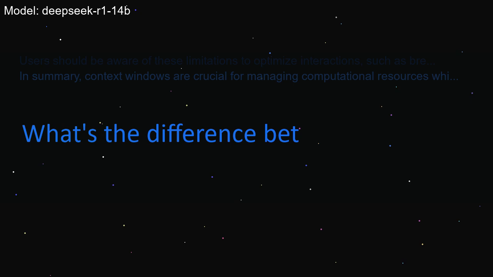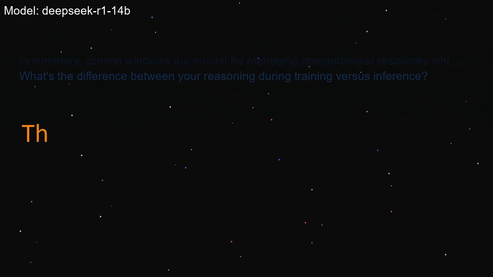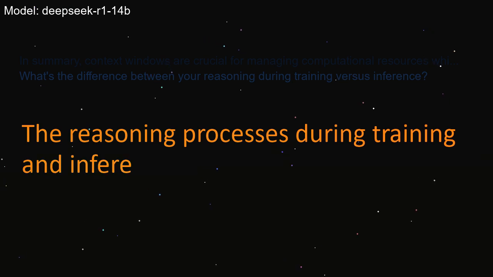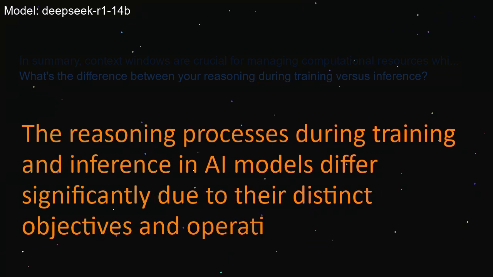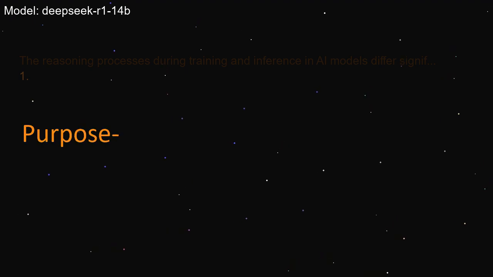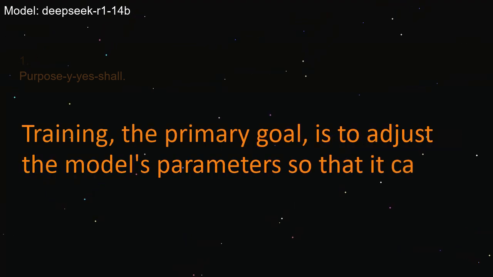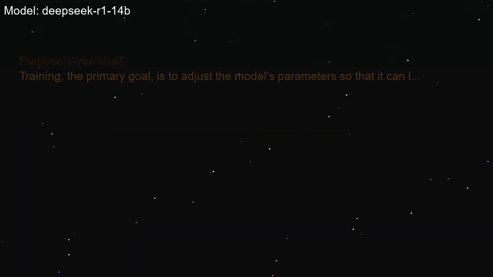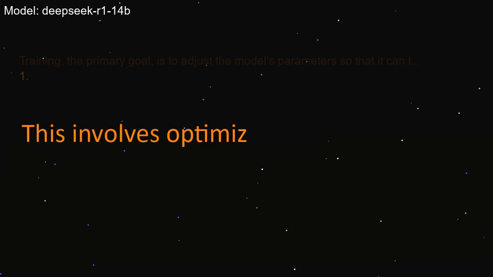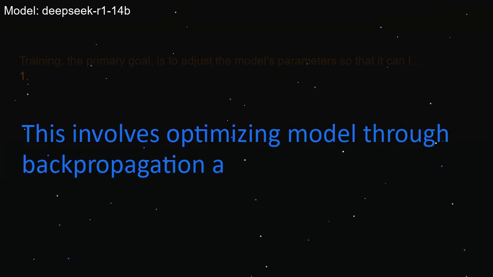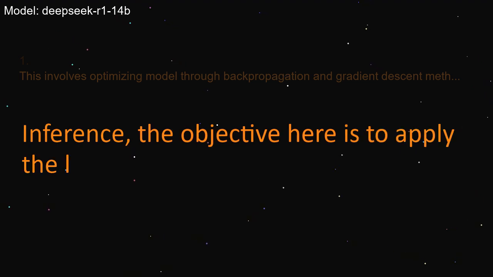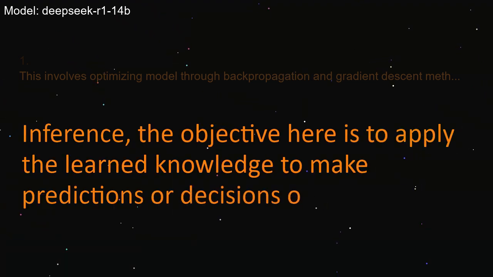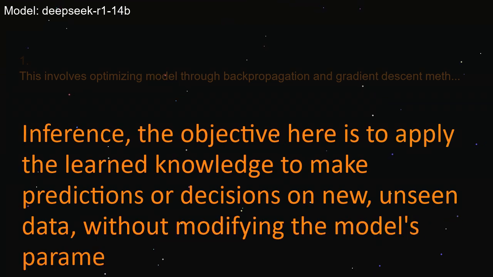What's the difference between your reasoning during training versus inference? The reasoning processes during training and inference in AI models differ significantly due to their distinct objectives and operational environments. 1. Purpose. Training: the primary goal is to adjust the model's parameters so that it can learn patterns, features, and relationships from the data. This involves optimizing the model through backpropagation and gradient descent methods. Inference: the objective here is to apply the learned knowledge to make predictions or decisions on new, unseen data without modifying the model's parameters.